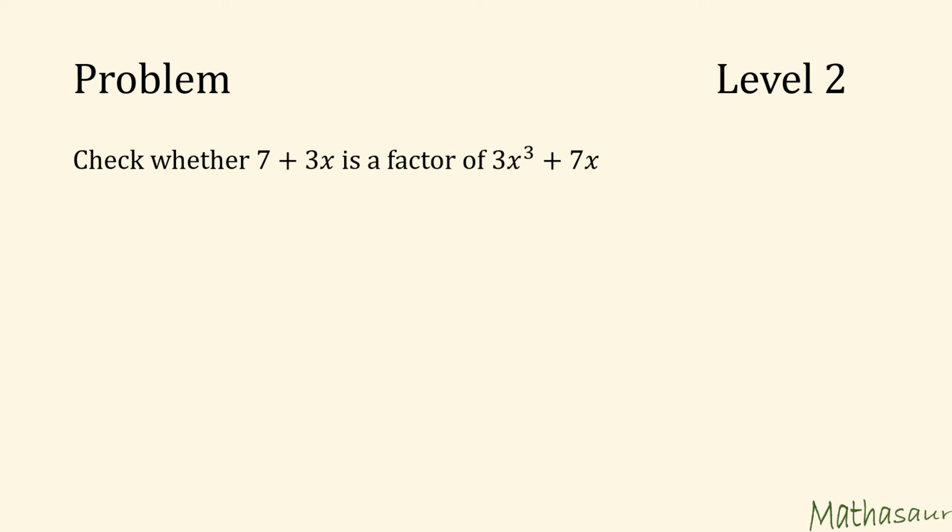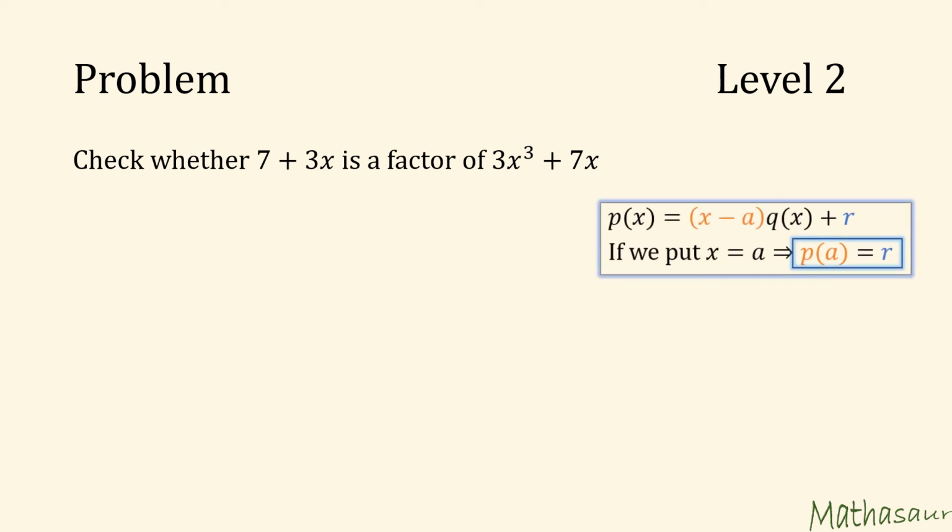Let us look at another problem. Check whether 7 plus 3x is a factor of 3x cubed plus 7x. Let us look at the remainder theorem. We are looking at P of a equals r. Once again, you can simply put the value of a, but here the value of a is not so apparent. So let us look at the 0 of the divisor 7 plus 3x. Let us put it equal to 0 and find out the value of x as minus 7 by 3. This value of x reduces 7 plus 3x to 0, hence it is called the 0 of 7 plus 3x.